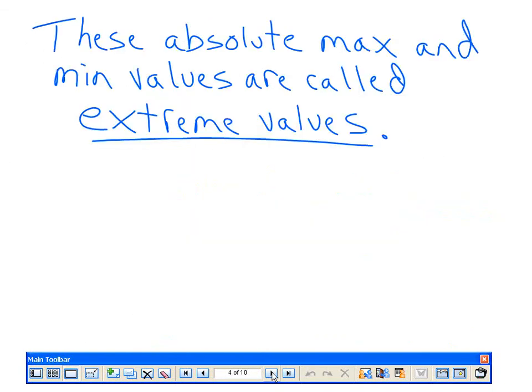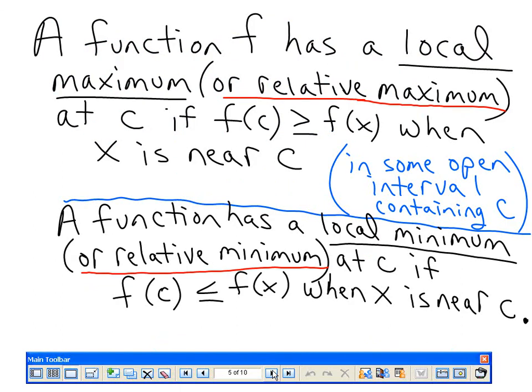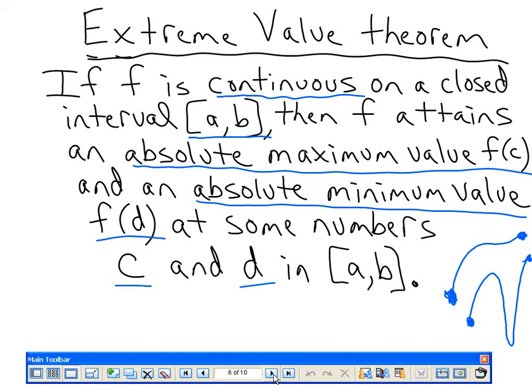Okay. So, next thing we talk about is the extreme value theorem. Now, the extreme value theorem says this: if f is continuous on a closed interval a to b, then f attains an absolute max value and an absolute min value at some numbers c and d. So basically, it doesn't really say a whole lot. What it basically says is you definitely have a high point and you definitely have a low point on every single interval.